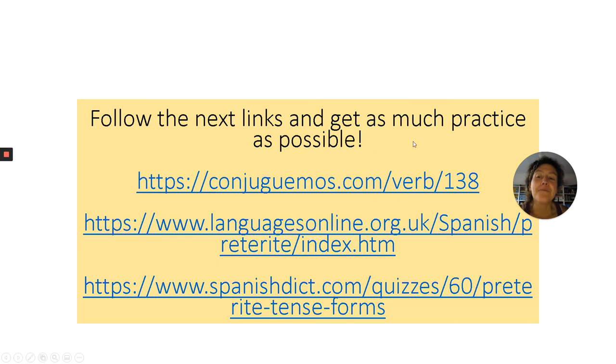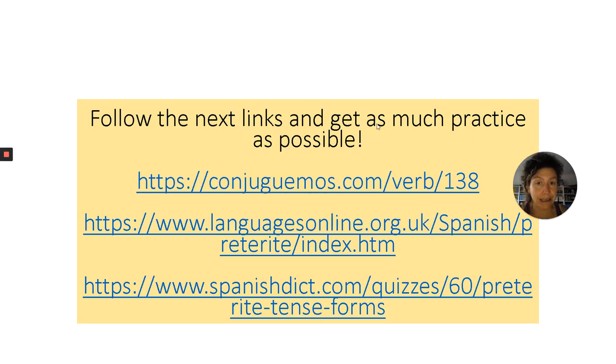Now, what I've done, I've put a few links in here for you to practice. Practice as much as you can. So I've got Conjuguemos, always with regular verbs, please, regular verbs, preterite tense and regular verbs, okay? So we've got Conjuguemos, I've got Languages Online, and I also added SpanishDict. So go through them and do as much practice as possible.